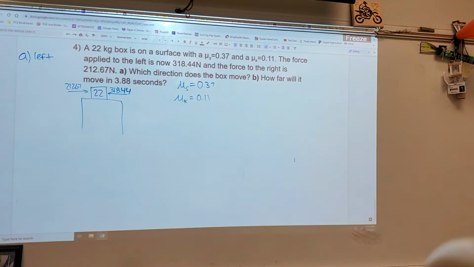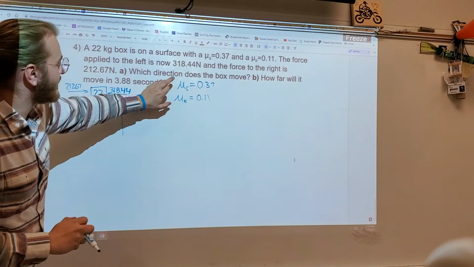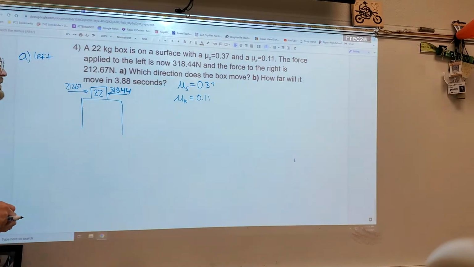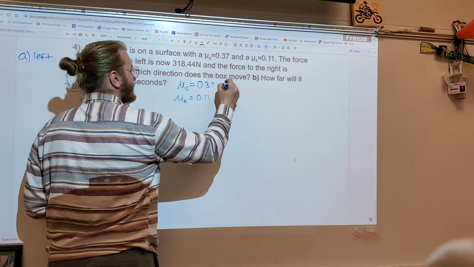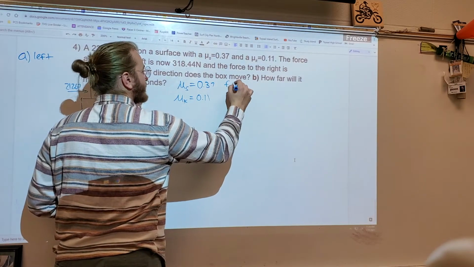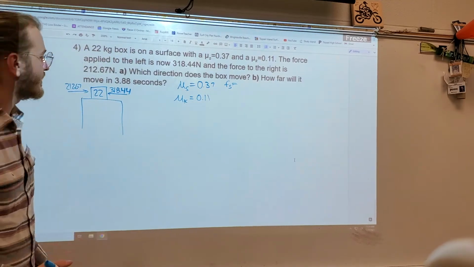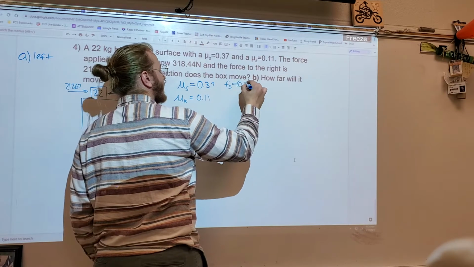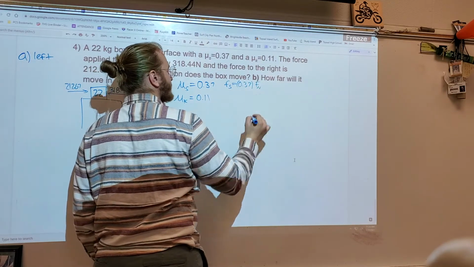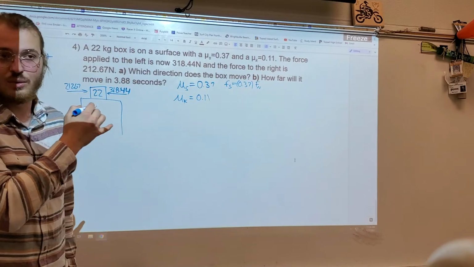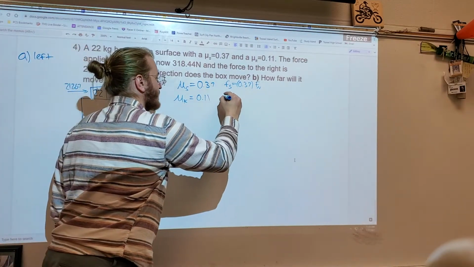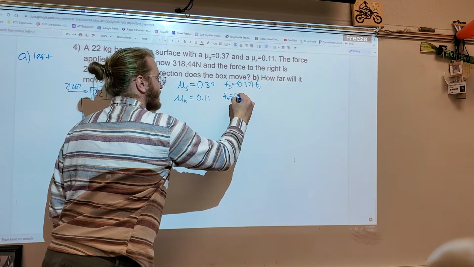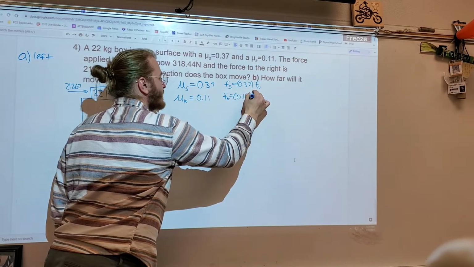Now, it's asking us how far will it move in 3.88 seconds. But wait, we have to calculate these friction forces first. So, again, tell me, how do we find the static friction force? That's right. We do the coefficient multiplied by the normal force. And the same goes for the kinetic force, 0.11 times Fn.